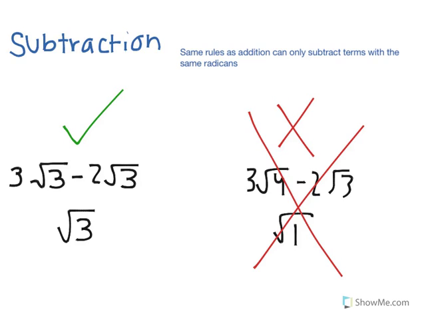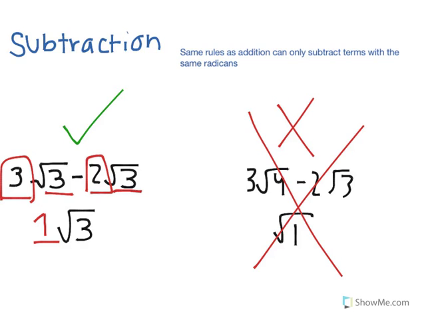Okay, now we're going to move on to subtraction. Same rules apply in subtraction as in addition. You can only subtract terms with the same radicand. Over here we have 3 square root of 2 minus 3 square root of 3 minus 2 square root of 3. They have the same radicand, so we can just subtract the outside numbers. 3 minus 2 is 1, so we have the square root of 3, because when we have a 1 we just don't write it.